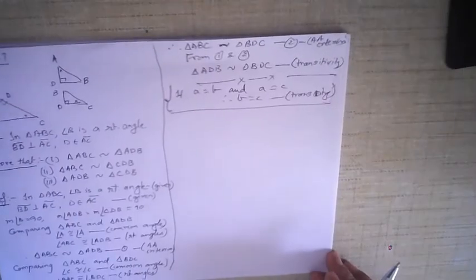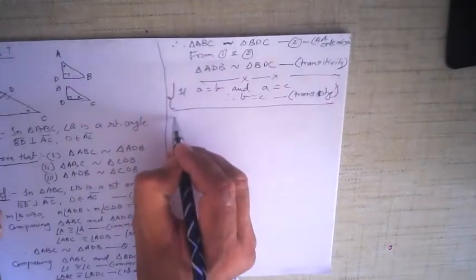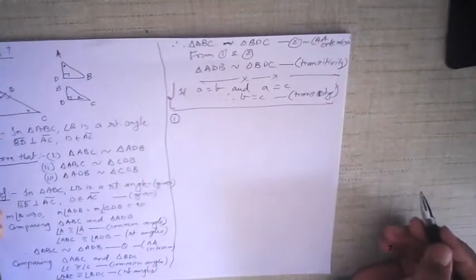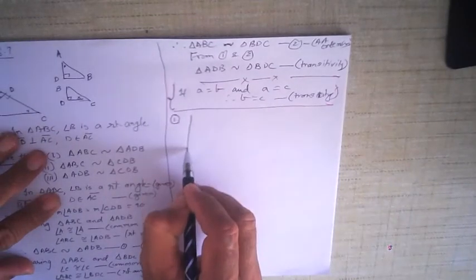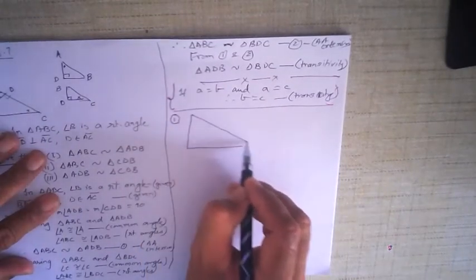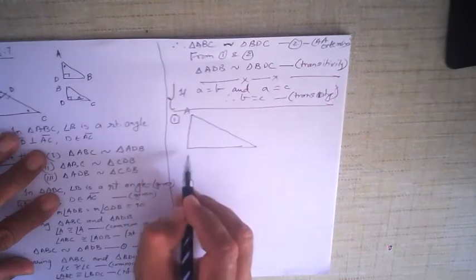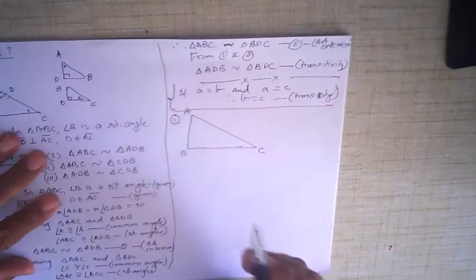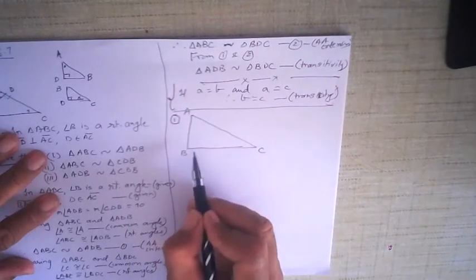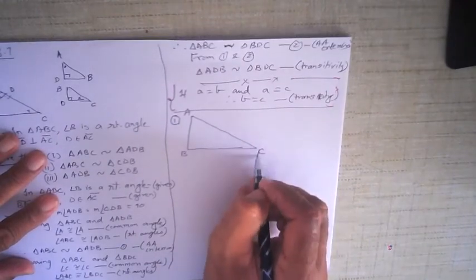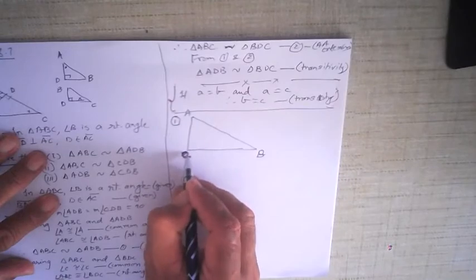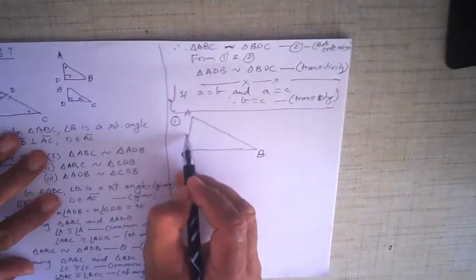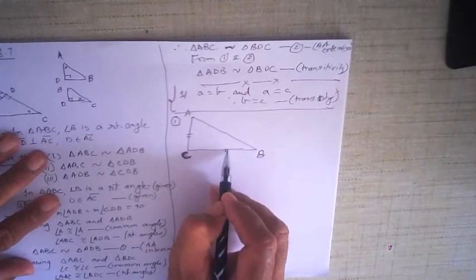All right, now I want to show one more proof. Let us do one proof. Supposing, let us just say that there is a triangle, triangle ABC. This is A, this is B, and this is C. Now AC and BC are two congruent sides.